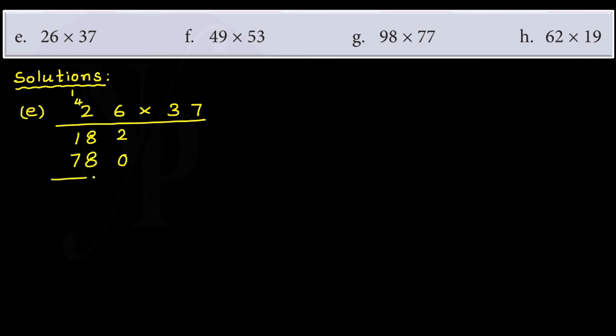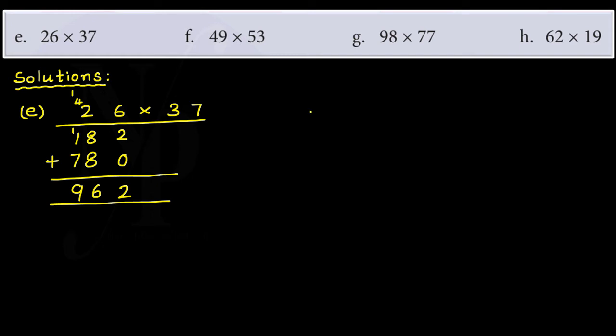Now let us add these two numbers. I put a plus sign here and we will add. 2 plus 0 is 2. 8 plus 8 is 16. Write 6 here. 1 is carried forward. 1 plus 1 is 2. 2 plus 7 is 9. 962 is the product of 26 and 37.